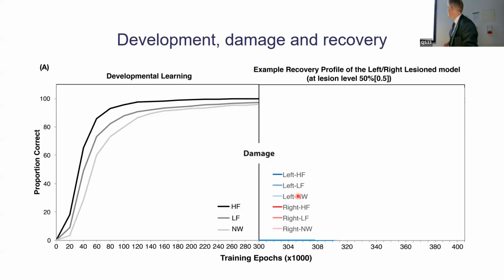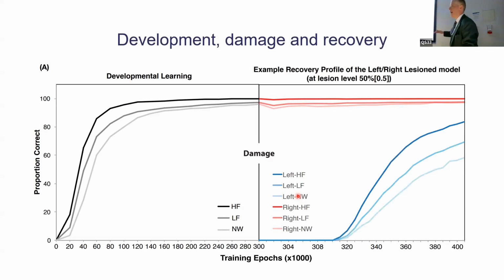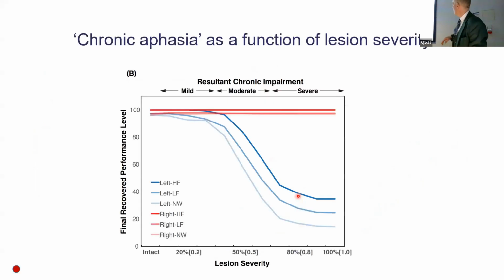Then we damage it. If you damage on the right, there's a little drop. And then with some recovery, which is just relearning, it comes back. So it's transiently mildly aphasic, 50% damage. On the left, it collapses, but then recovers up to an asymptotic position. If you look at the final positions dependent on severity, you can see that this is quite interesting. So in the mild phase, you can damage about 20% of the model and it can completely recover. So it's resilient to some degree, and then it drops off with these final positions.